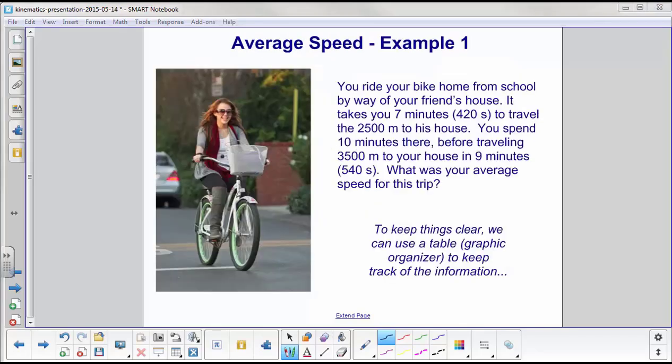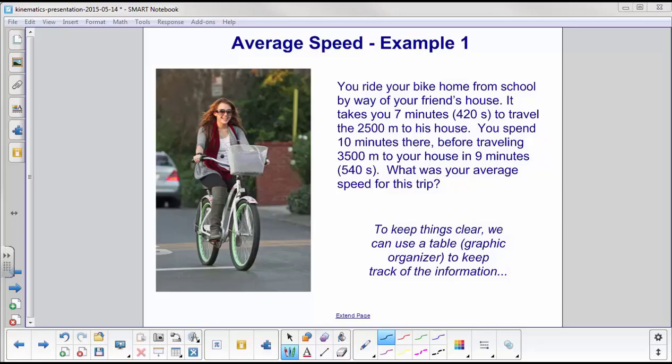Here's our first example. There's a student riding her bike home from school by way of a friend's house. It takes this student 7 minutes. Now remember, we do not use minutes for time. We have to translate that to seconds. So in this case, that's 420 seconds. And she has to travel 2,500 meters to the house. The student then spends 10 minutes at the house before traveling 3,500 meters to your house in 9 minutes. What was the average speed for this trip?